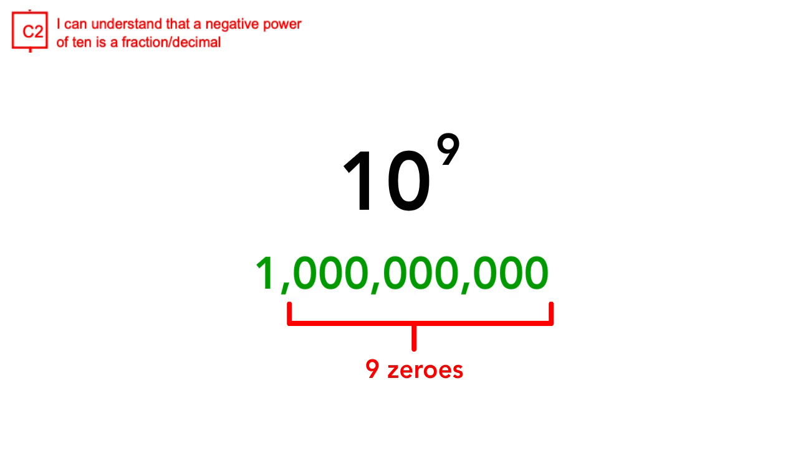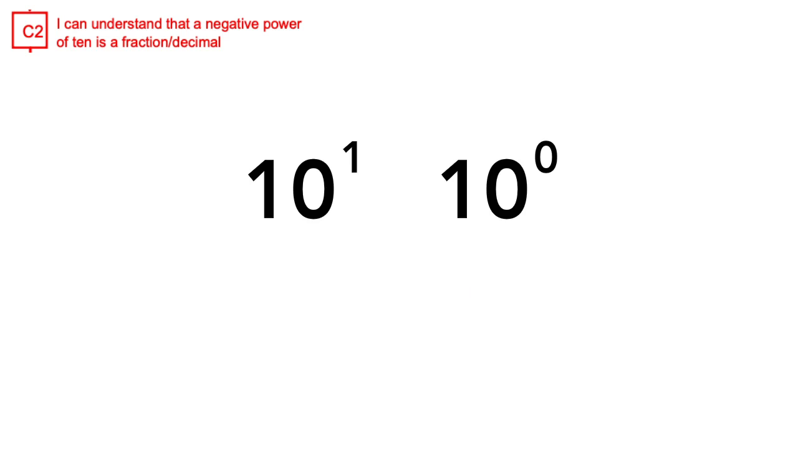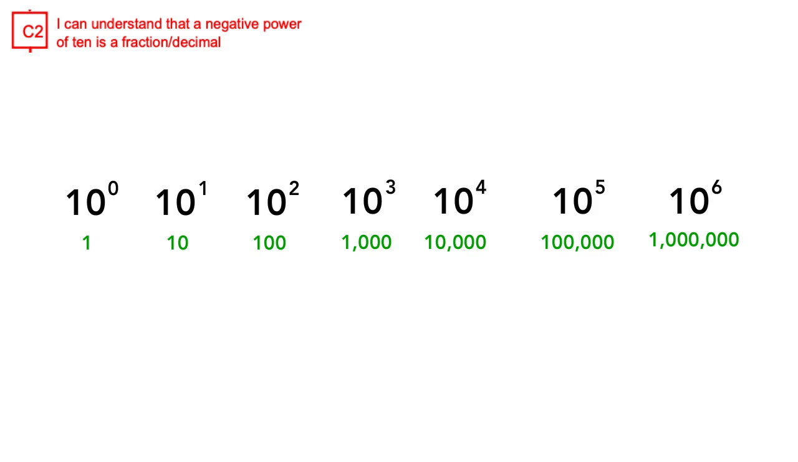With that knowledge, what would 10 to the power of 1 equal? Or even 10 to the power of 0? 10 to the power of 1 equals 10, and 10 to the power of 0 equals 1. Some might have said that 10 to the power of 0 equals 0, but let's look at the patterns. The power on top of the 10 tells us how many zeros there are after the 1. There are no zeros after the 1, so the answer is 1.